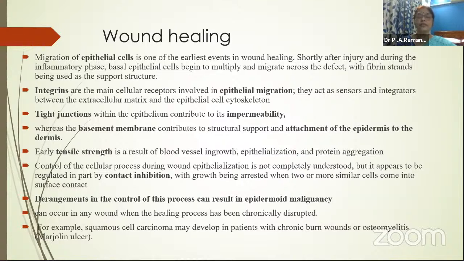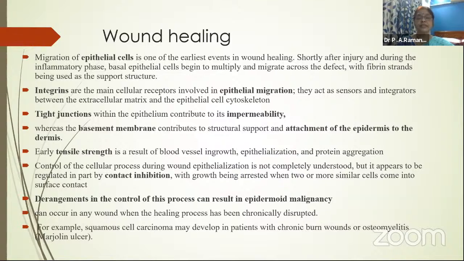Now, how does the wound proliferation come to an end? This process cannot go on and on. This is by contact inhibition. That is, when two or more similar cells come into surface contact, contact inhibition occurs and there is no more reepithelialization. This is very essential because this checks growth of excessive tissue in the wound. If excessive tissue is secreted, that results in hypertrophied scar, keloid scar, sometimes even malignant transformation can occur.